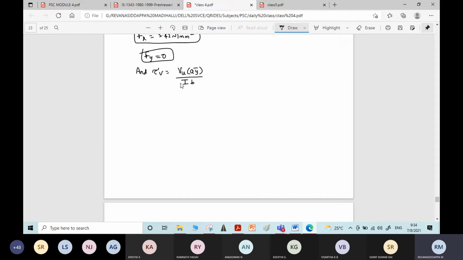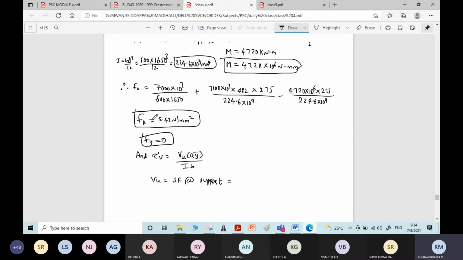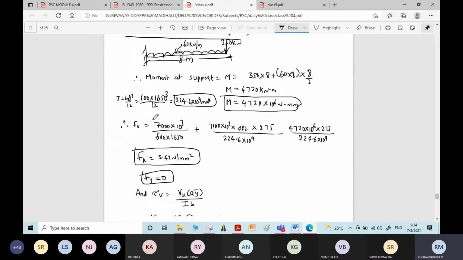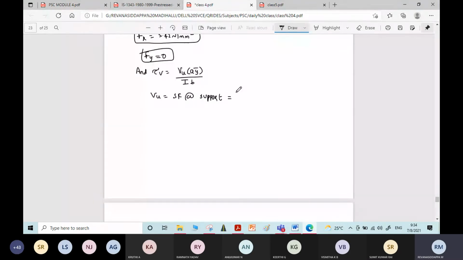Okay. And Vu is equal to shear force at support. You just calculate the shear force, add these two loadings: 350 plus 60 into 8. How much will you get? Answer. 830, sir. Yes, 830 kilonewton, nothing but 830 into 10 power 3 Newton.